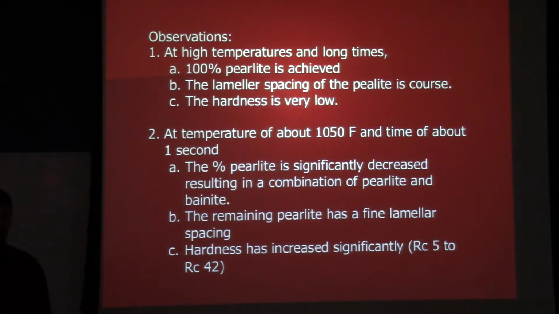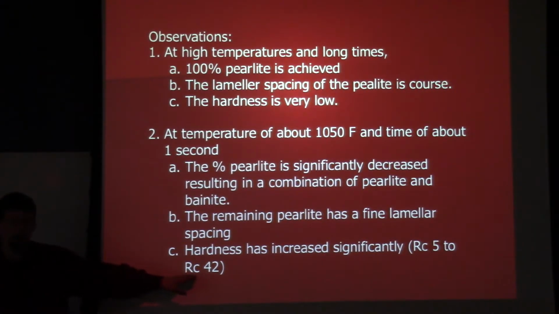And we haven't really talked about bainite. Bainite is ferrite and iron carbide. The equilibrium phase diagram tells us that that's what we have to have. But the structure is quite different from perlite, and so it's able to be quite a bit harder. The remaining perlite has a very fine lamellar spacing, and consequently we end up with a hardness of Rockwell 42.